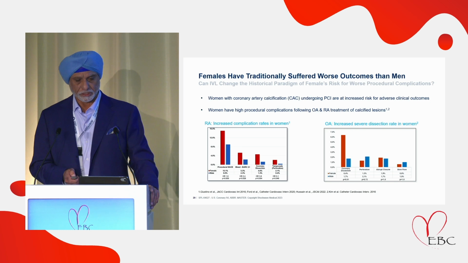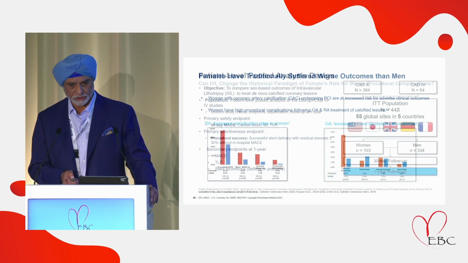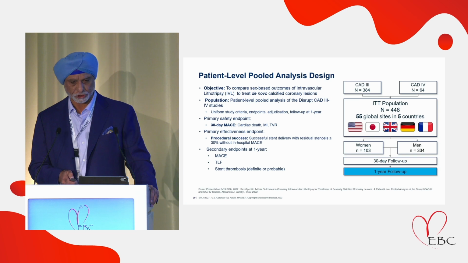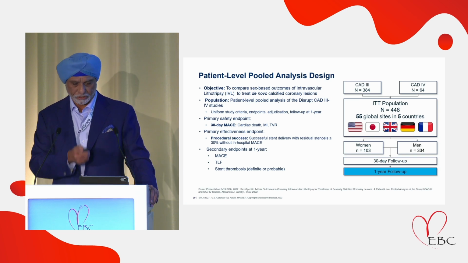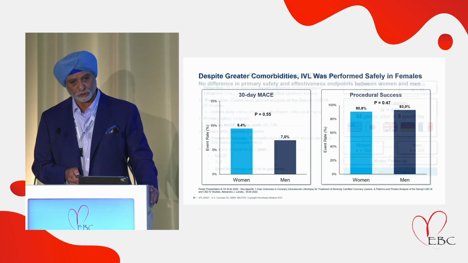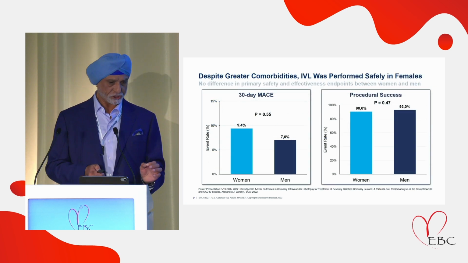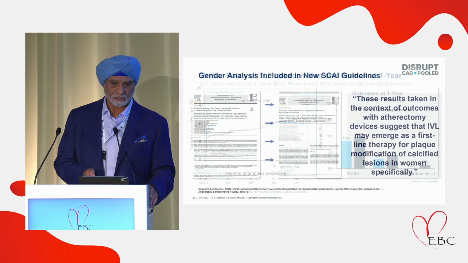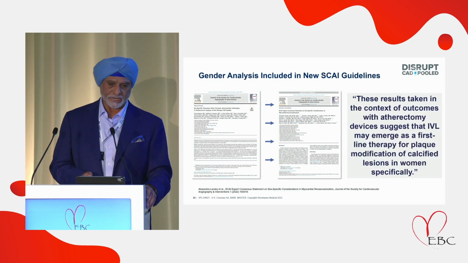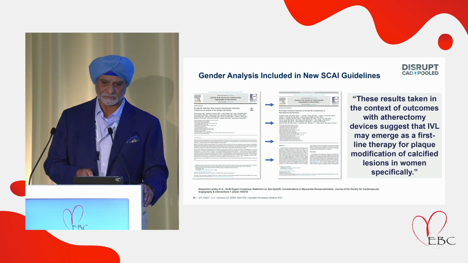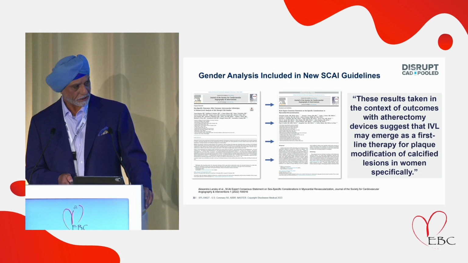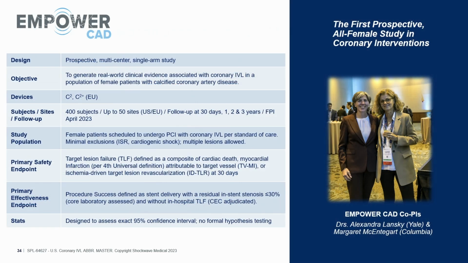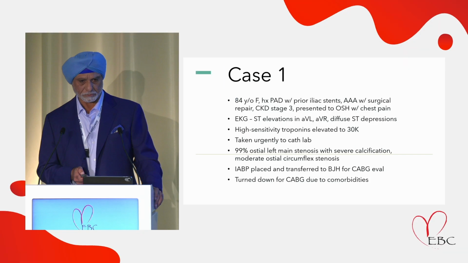So it's very important to know that when you select patients and when you use the algorithm. This was actually shown in the IVL data, that there was no difference between male and female, and the complication rate was much lower. You'll see here outcomes were much better, and in these papers, Sky said that IVL may emerge as the first-line therapy for females. So there's a study called Empower CAD that's being done now, the only prospective study in females, just to illustrate that point. So people have covered this.